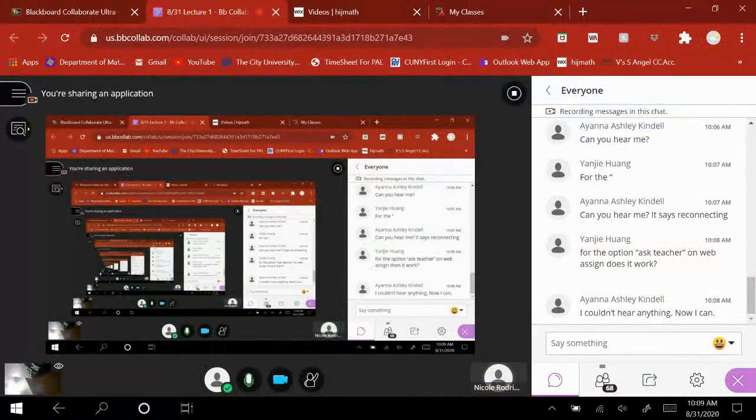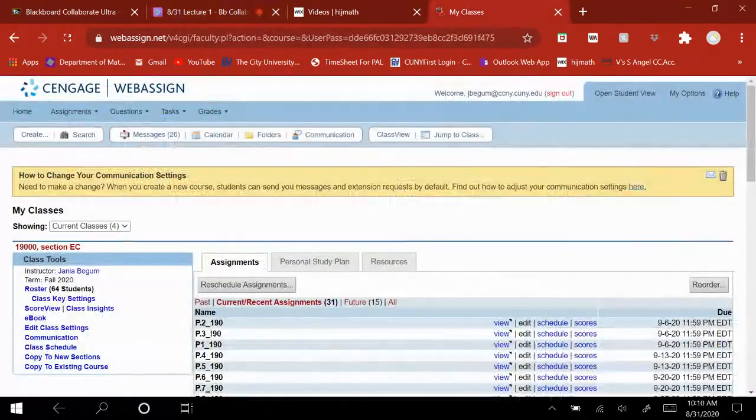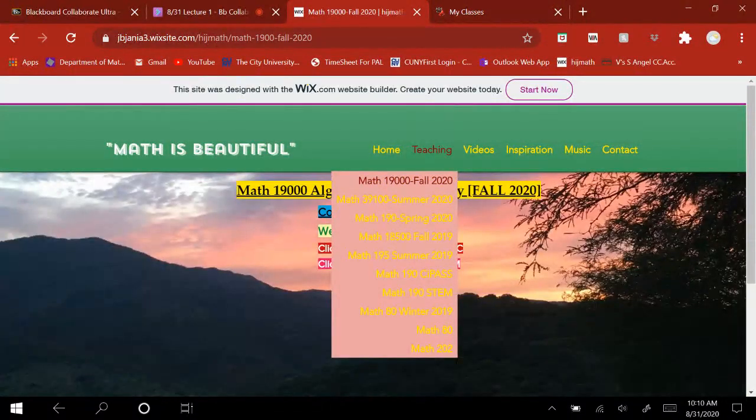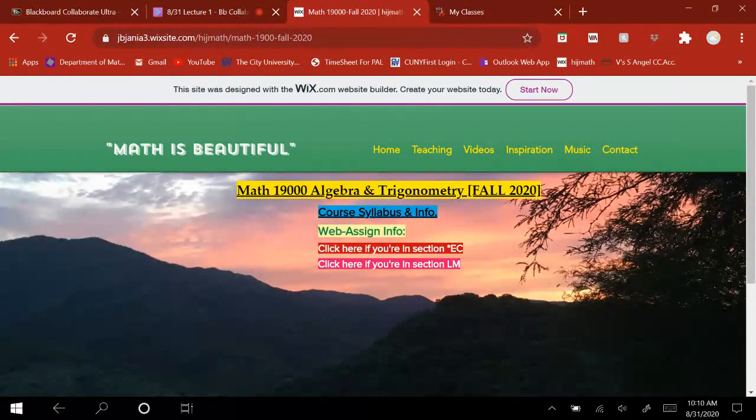If you have a question, you can turn on your audio access, please. Go ahead. Do you have a question? I have a question. Can you access WebAssign through the CUNY First website? No, WebAssign is not CUNY First. I just showed you guys how to access it. For WebAssign, you have to go to my website, and then here's the description. Click here if you're in section EC. If you click on that, you'll see how to get started with WebAssign. Okay.